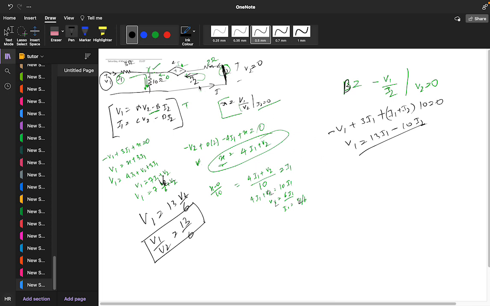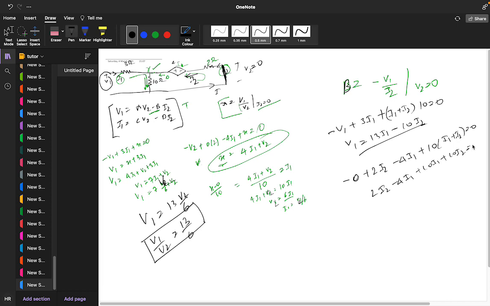If you solve one KVL in this equation, now your V2 value is 0. So minus 0 plus 2I2 minus 4I1 plus 10 into the current (I1 plus I2) is equal to 0. So what are we getting? 2I2 minus 4I1 plus 10I1 plus 10I2.